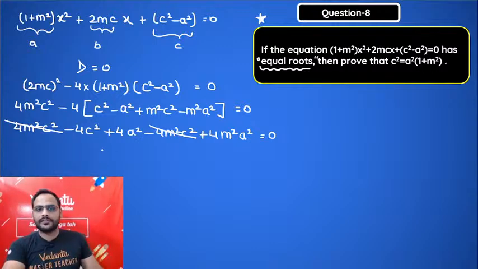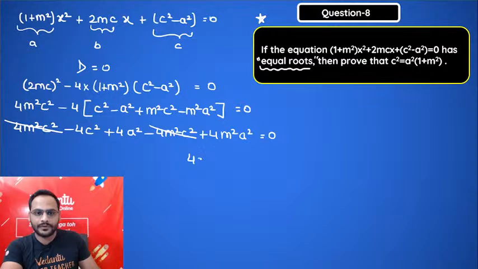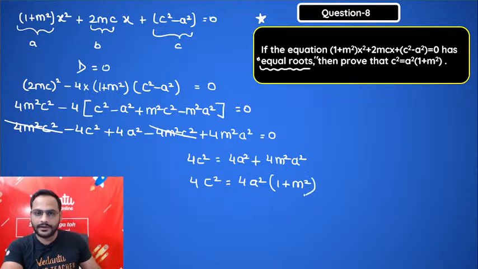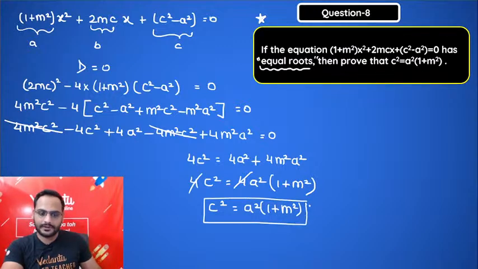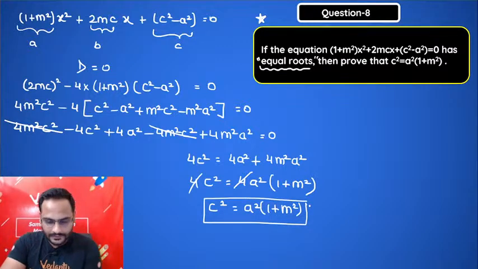We want c square is equal to something. Shift minus 4c square over there. You will get 4c square is equal to 4a square plus 4 times of m square a square. Take 4 common, and a square common, you are left with 1 plus m square. Here 4 to 4 got cancelled, you got c square is equal to a square into 1 plus m square. Right, easy question.